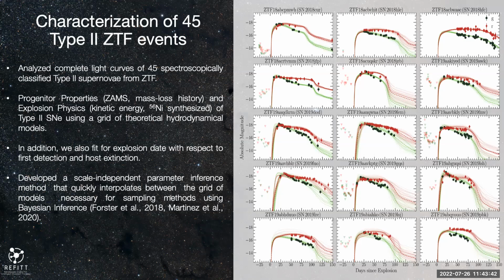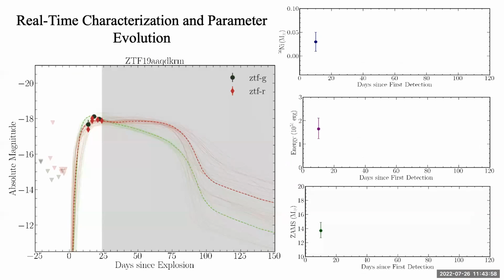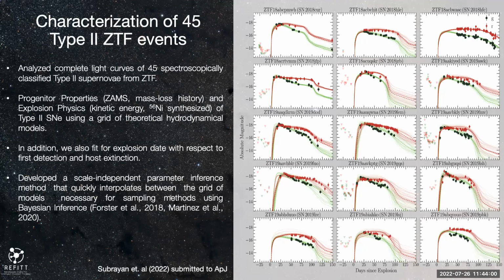So here I'm showing the first 15 light curves, or characterizations of ZTF events. If you want to have more fun with these plots, I can show you more plots. It's in the reference slides. I just wanted to show an example here.